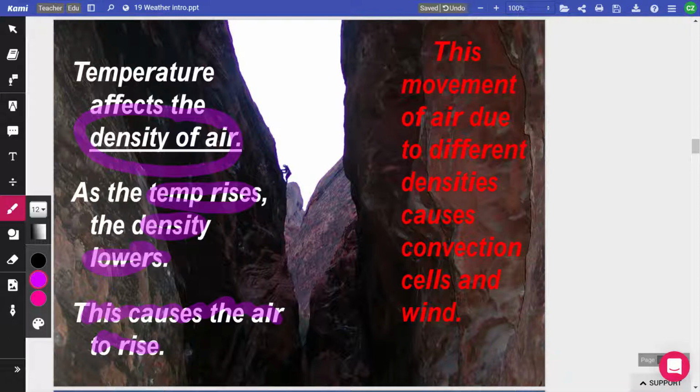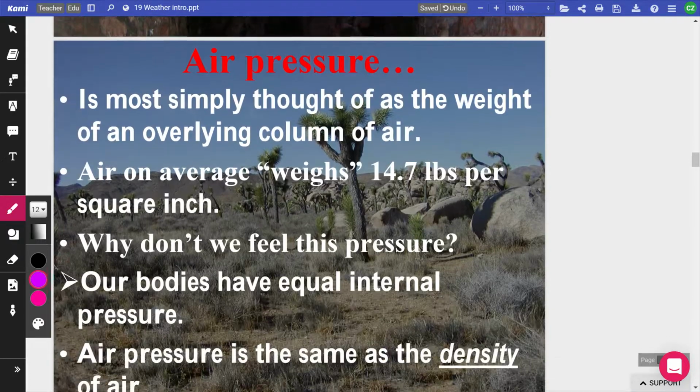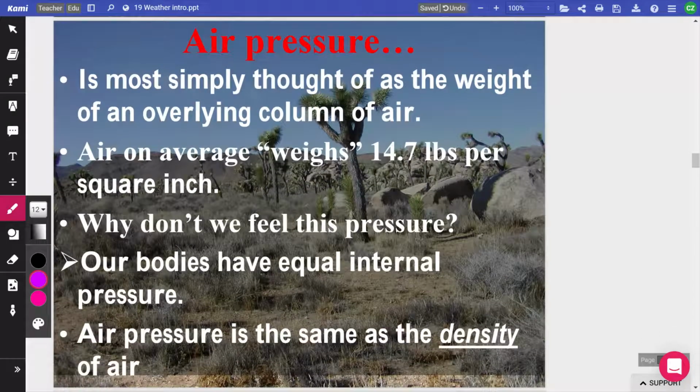What happens is this causes a movement of air, or a cycle. The movement of air is due to the differences in density. This causes convection, and this is what causes wind. Differences in density and heating and cooling cause wind. When you have these movements of temperature, it changes the air pressure.